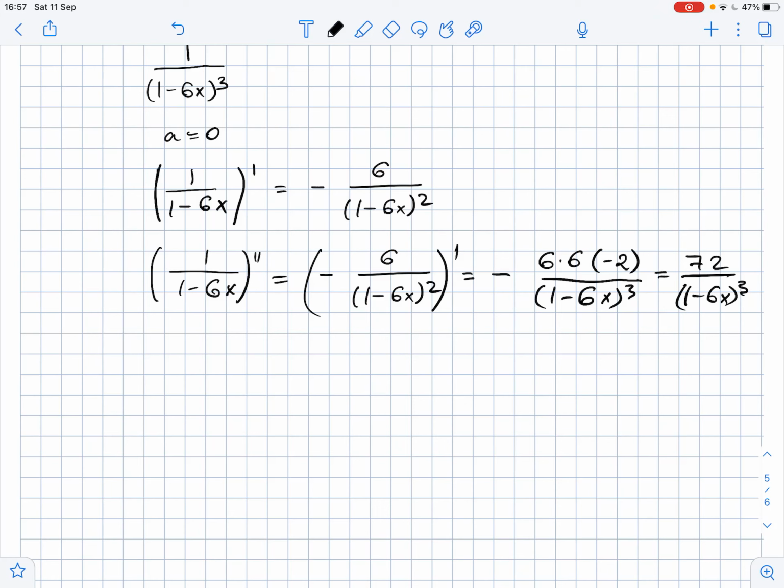Then we know that 1 over 1 minus r is represented by the infinite geometric series, the sum of r to the power of n, where n goes from 0 to infinity. So 1 over 1 minus 6x is represented by the sum of (6x) to the power of n, where n goes from 0 to infinity.